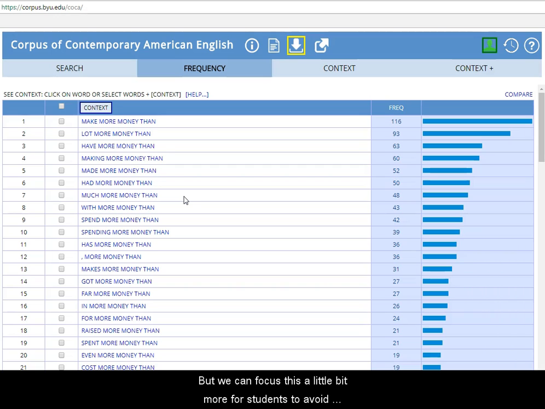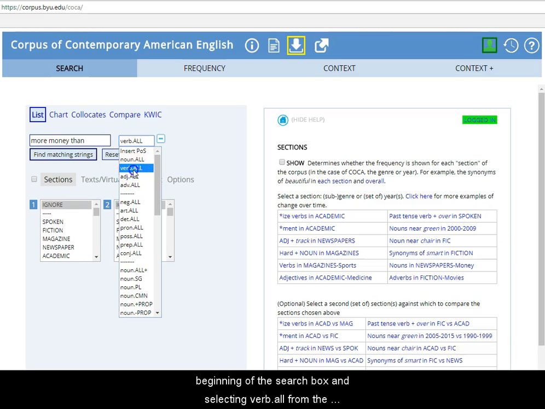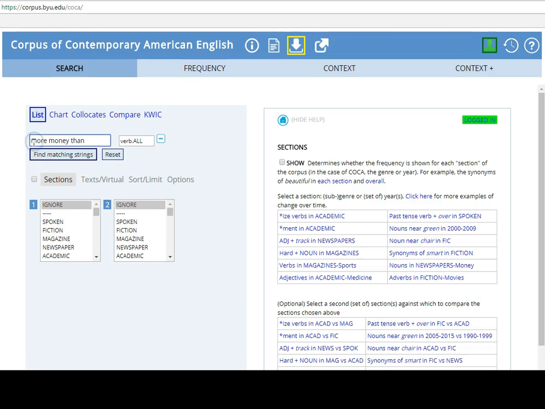But we can focus this a little bit more for students to avoid possible confusion with interpreting the difference between make, lot, with, etc. We can do this by guiding them to search for the verbs preceding this phrase. This is done by returning to search, deleting the asterisk, and instead typing _V asterisk space more money than. This can also be done by placing your cursor at the beginning of the search box and selecting verb.all from the POS or part of speech drop-down menu.